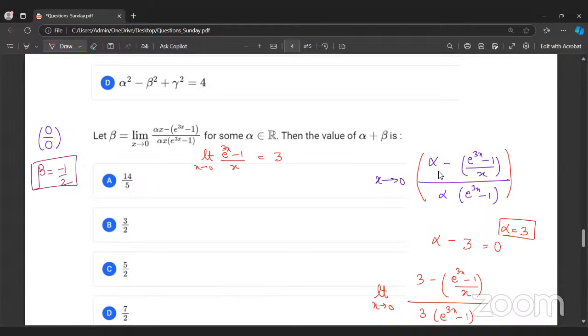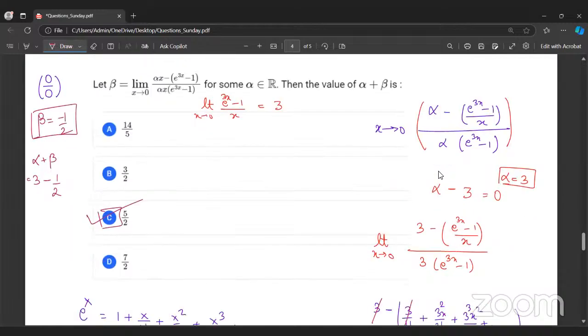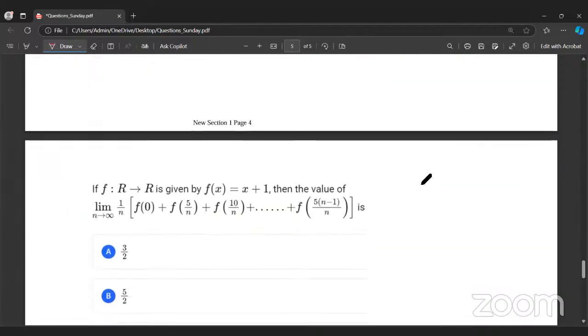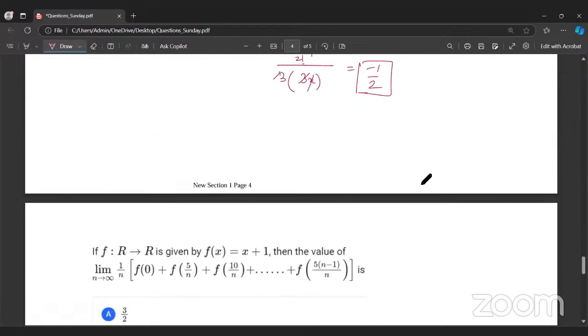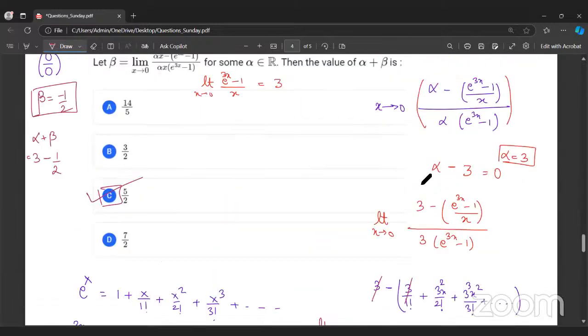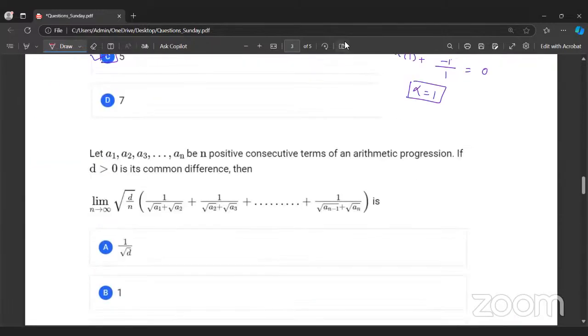So can you tell me what will be my value of alpha plus beta? Alpha is 3 minus half. Sorry, alpha plus beta is 5 by 2. Great. Correct. So this is it. This one was also really simple. You just needed to take a sum of an infinite AP. Okay. So great.